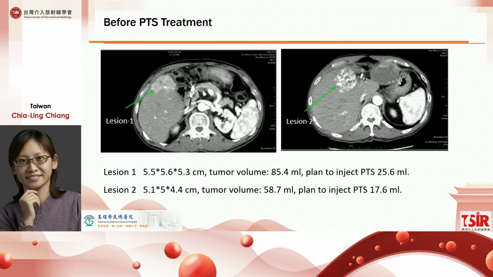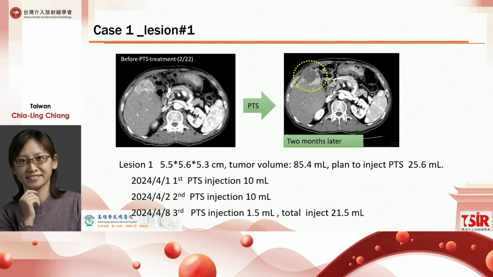The first lesion tumor volume was about 85 milliliter, and the planned dose is 30% of the tumor volume, about 25 milliliters. The second lesion tumor volume was about 58 milliliter, and the planned dose was about 17 milliliters. The treatment course for the first tumor was divided into 3 injections, 10 milliliters first, and then plus 10 milliliters. And then the patient felt a little discomfort, abdominal fullness, so the third injection was delayed 6 days later.